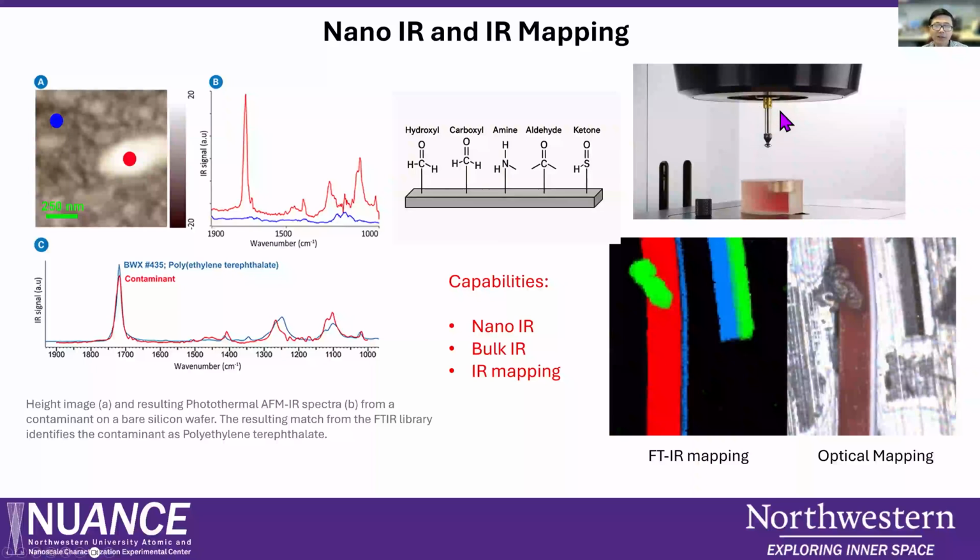And this is a micro FTIR, so that is micro ATR. You can do mapping. This is an optical image, and then you can use the peaks to label different substances in this mapping.